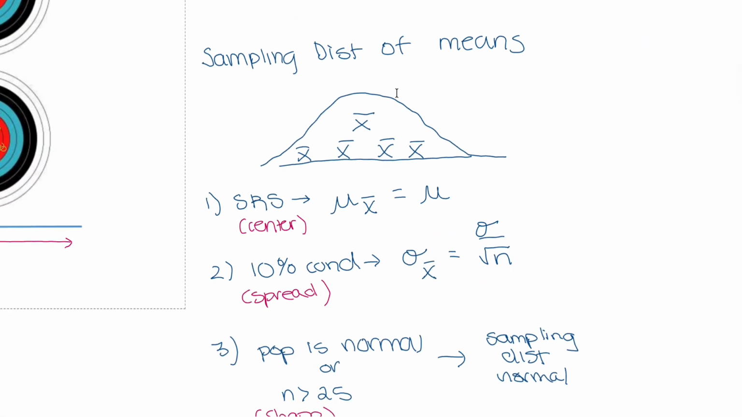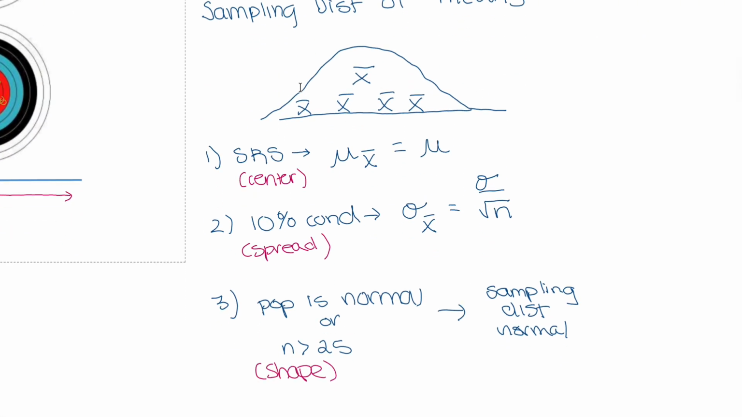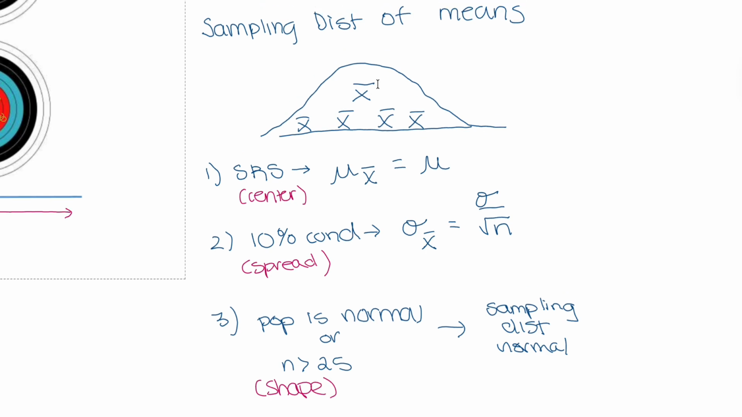Sampling distribution of means. And this is the normal curve for summing up a lot of x bars, the sample means. So the first condition is simple random sample, same as the last one. It determines the center, and if this condition has been met, the mu of x bar is equal to the mu of the population. The second condition, 10% condition, determines the spread. If it has been met, then the standard deviation of x bar is equal to the standard deviation of the population divided by the square root of the sample size.